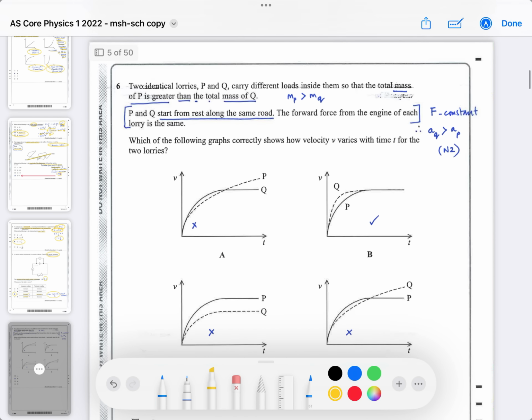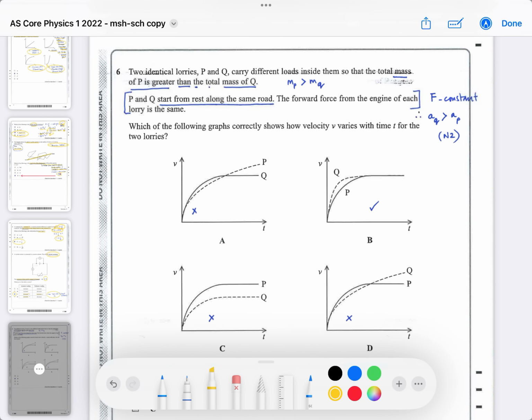5 questions done. 2 identical lorries, P and Q, carry different loads inside them so that the total mass of P is greater than the total mass of Q. So I've just put it like that. P and Q start from rest along the same road, so that's controlled variables. The force from the engine on each is the same, so these are all constant. F is constant, so nothing else is changing. Which graph shows how the velocity varies with time for the 2 lorries?